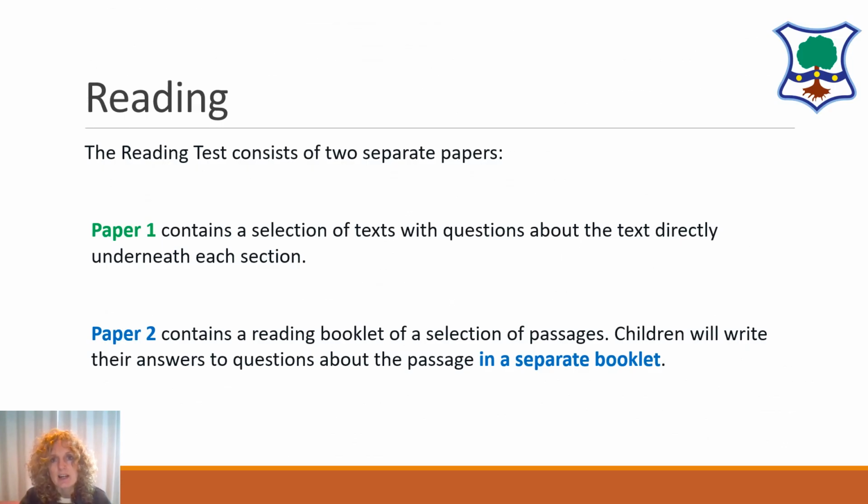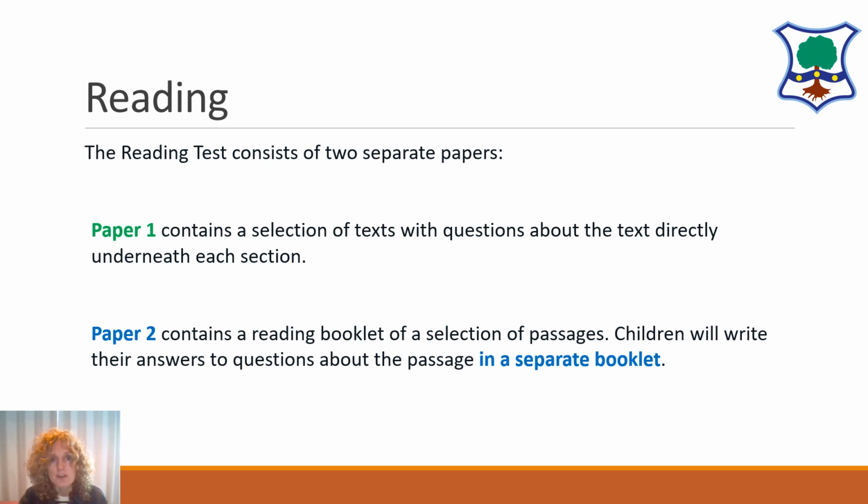So the reading test, again, like the maths, consists of 2 separate papers. There's paper 1, which contains a selection of text with questions about the text directly underneath each section. So the child reads a paragraph or a few statements, and then has to answer something about that piece of text that they've just read. And the second paper contains a reading booklet, and that has a selection of paragraphs and passages in different styles. So there might be a non-fiction and a fiction piece, and the children write their answers to the questions about the pieces that they've read in a separate booklet.